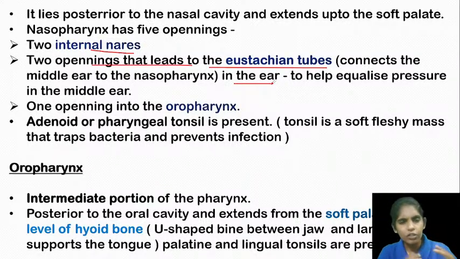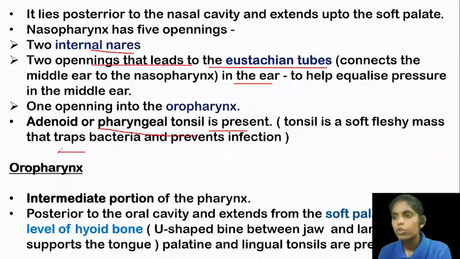So why is there a connection? It is to balance the air inside the ear. There is a connection between the pharynx and the middle ear, and also an opening into the oropharynx. So the nasopharynx opens into the oropharynx. So in total, the nasopharynx has five openings, and adenoid or pharyngeal tonsils are present in this nasopharynx. So these are a type of lymphoid tissue.